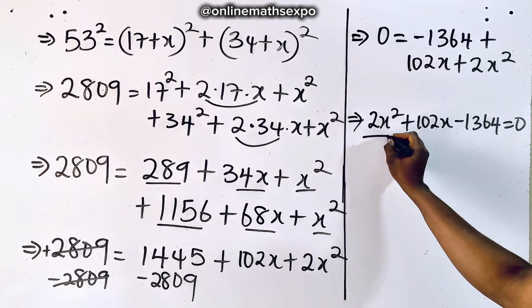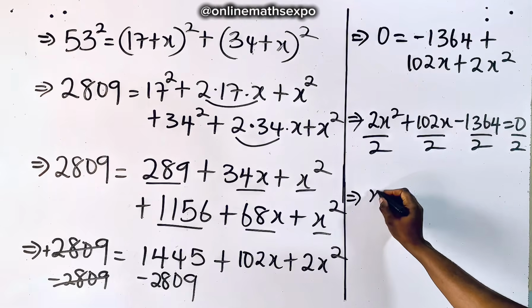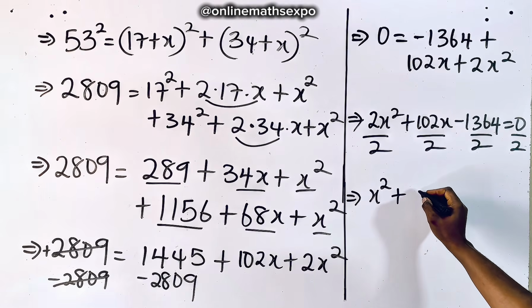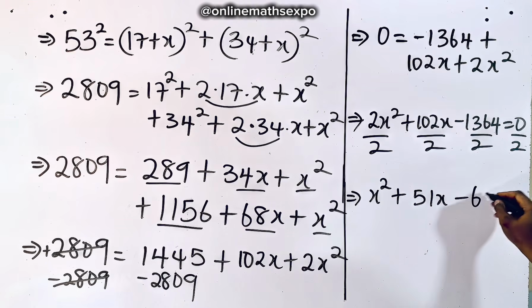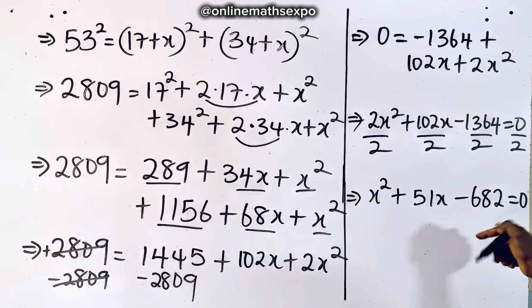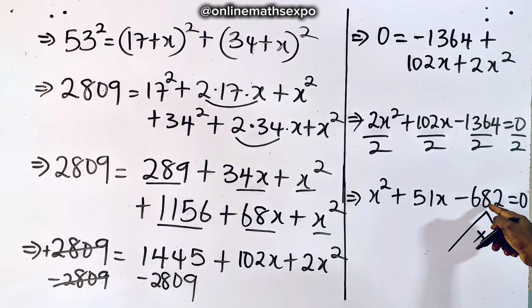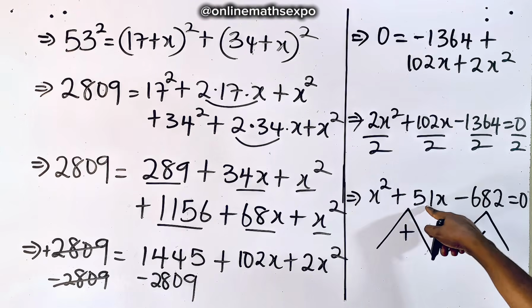We can divide by 2 to reduce it. So if you do that, we are having x squared, divide this, this will give us 51x, then divide this, it gives us negative 682. This is equal to 0. Now this has led us to a quadratic equation. To solve this, we are going to get the factors, two numbers that when you multiply, it gives you negative 682, and when you add the two numbers, it gives us positive 51.